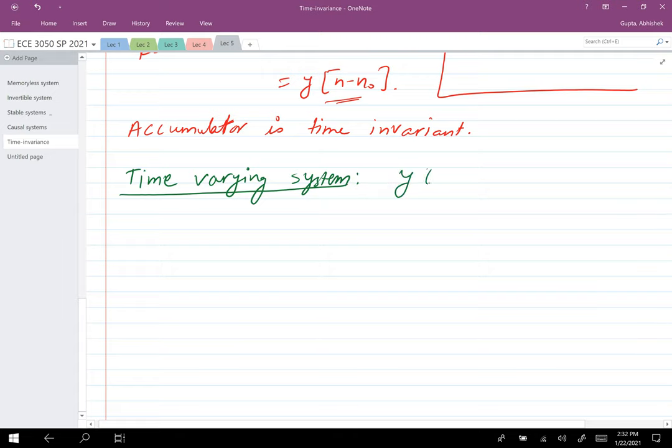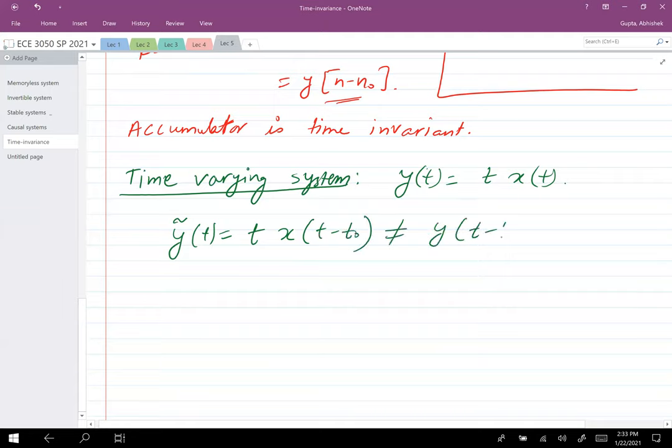y(t) = t x(t). So if I change the input to x of t minus t naught, I get y tilde of t, which is t x of t minus t naught, which is not equal to y of t minus t naught. So therefore, it's a time varying system. It's not a time invariant system.